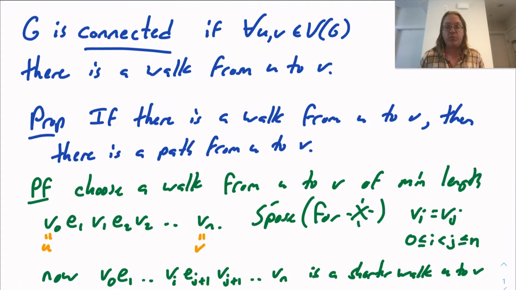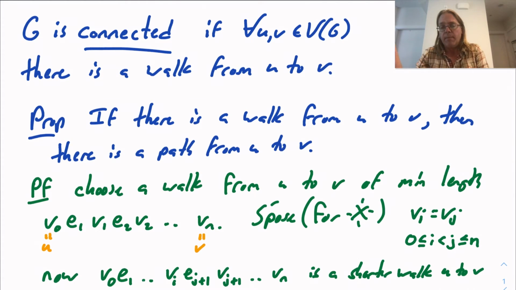And that contradicts our choice. We assumed that we had the shortest walk from u to v, and we have now constructed an even shorter walk from u to v. That's a contradiction. That can't happen. And that means that we did not have v sub i equal to v sub j for some i less than j. And that means that our walk was, in fact, a path. And that completes our proof, right?